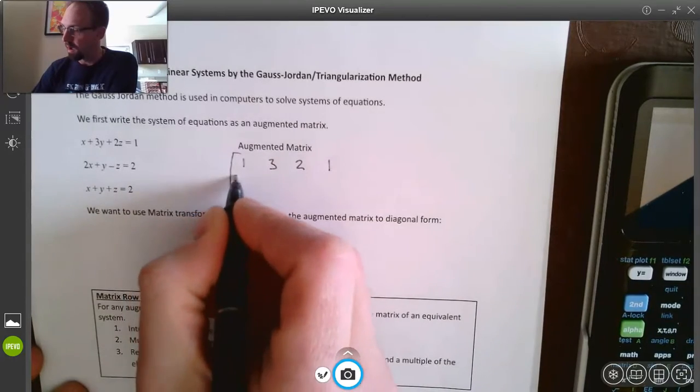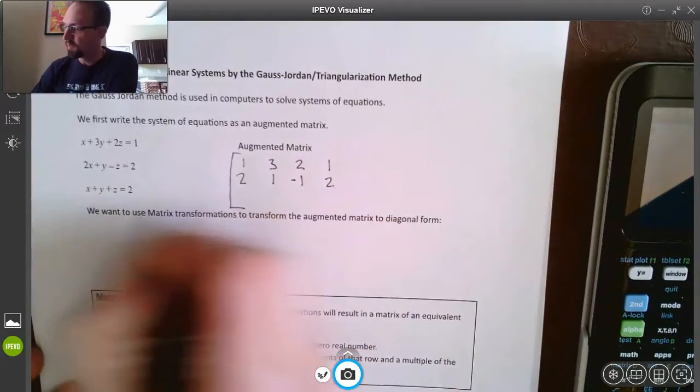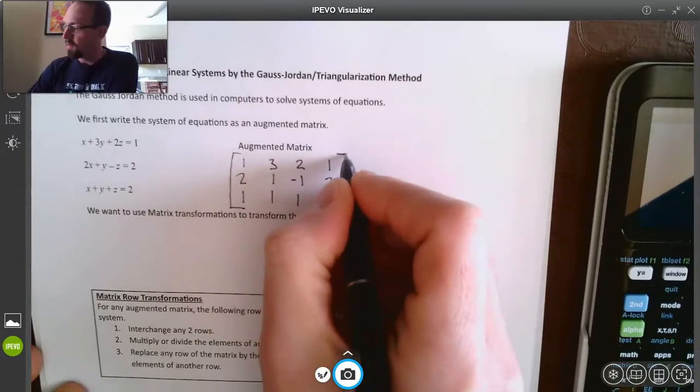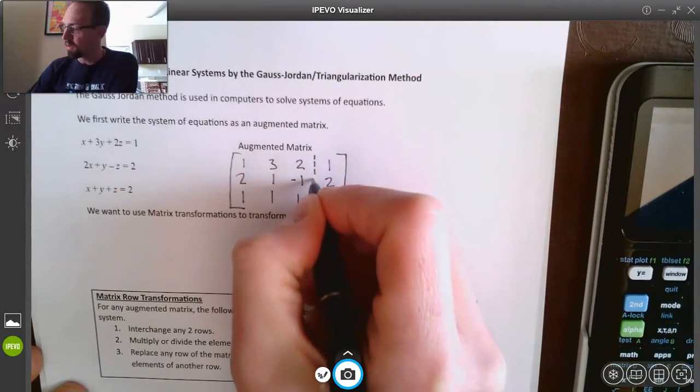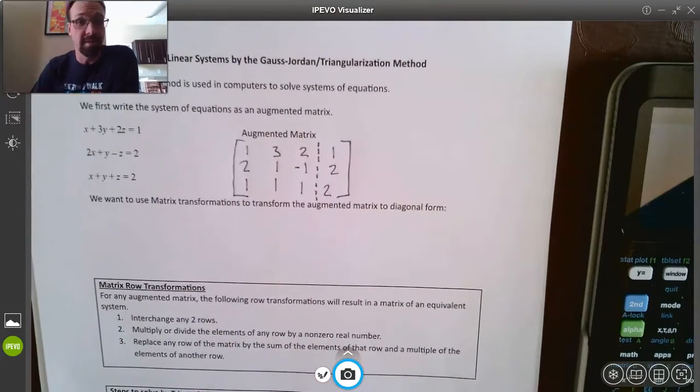And then 2x, 1y, negative 1z, and then 2, and then 1x, 1y, 1z, and then 2. And then we put a closing bracket, and then often you will see what looks to be like a dashed line or another line going down there, and that's an augmented matrix.